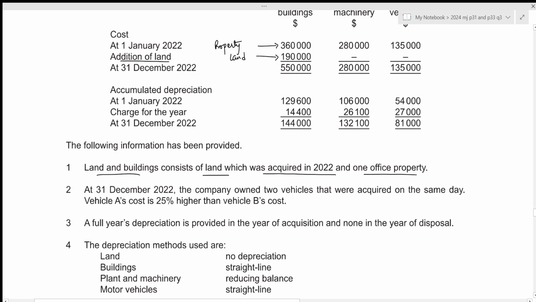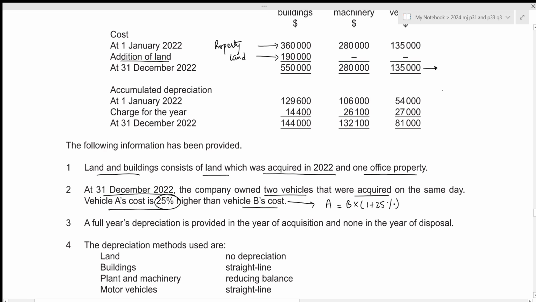Okay, at 31st December 2022, the company owned 2 vehicles that were acquired on the same day. So this vehicle cost, we have a total of 135,000. This is for 2 different vehicles. Vehicle A's cost is 25% higher than vehicle B's cost. So we can just write it down in the form of an equation. It just means that the cost of A will be cost of B increased by 25%.